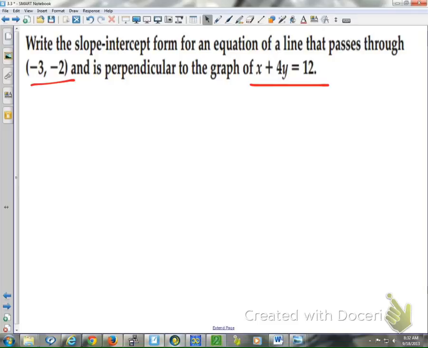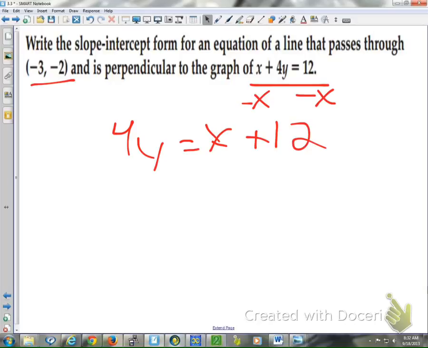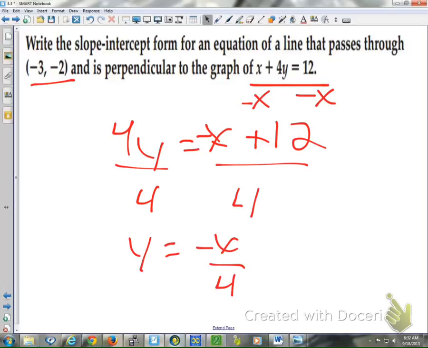Now again, there are ways to find it in standard form, but then you have to remember all these b over a and c over a equations. So I just think it's easier to solve for y. So we subtract the x, and you get 4y equals -x plus 12. Divide by 4. So y equals -x over 4 plus 3 when you divide everything by 4. Now, what's our slope now of this thing? 1 over -1 over 4.